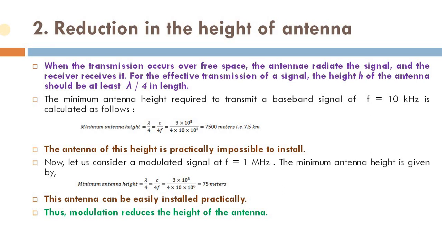So now let me take another example. Consider a modulating signal at f is equal to 1 megahertz. So the frequency previously we considered 10 kilohertz. Now we are increasing the frequency to 1 megahertz. The minimum antenna height is given by lambda by 4 equal to c by 4f equal to 75 meters. So this can be installed practically. So thus we understand modulation reduces the height of the antenna.